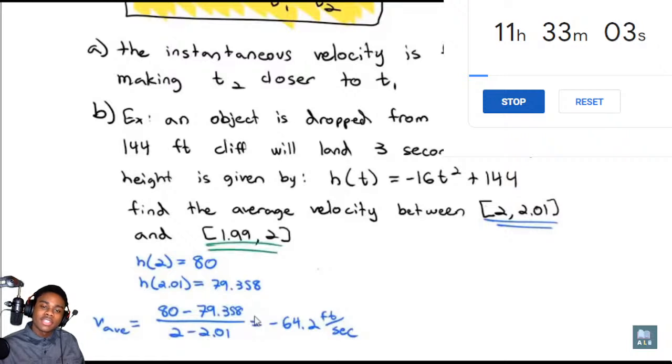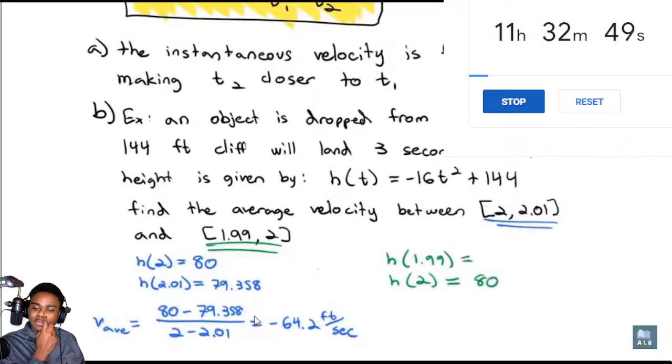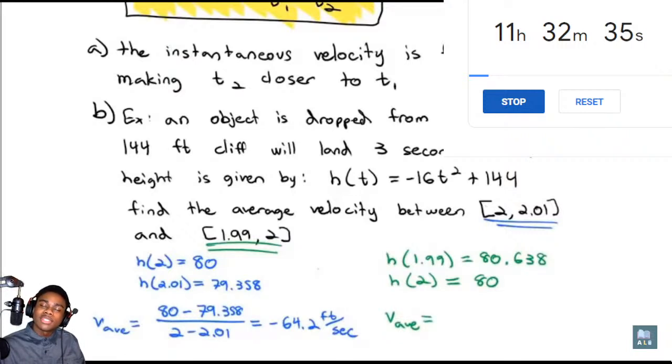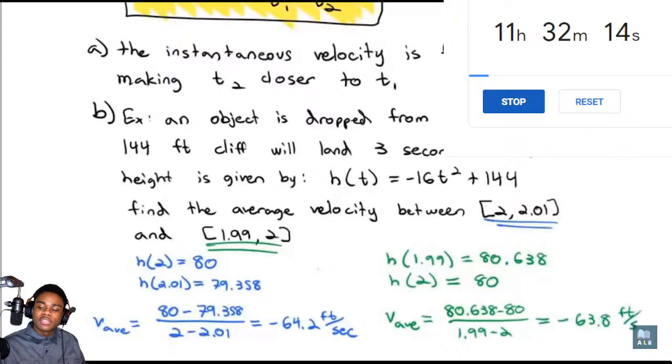Let's see what's happening just before. We'll do this in green off to the right here, so we keep these separate. We need to know what the height is at 1.99 and what the height is at 2. Fortunately, we already calculated the height at 2. That's 80. If we put 1.99 in our calculator, we'll end up with approximately 80.638. So to find the average velocity we subtract the y's divided by subtracting the x's: 80.638 minus 80 divided by 1.99 minus 2. When we do this, we find out the average velocity just before 2 seconds is negative 63.8 feet per second.